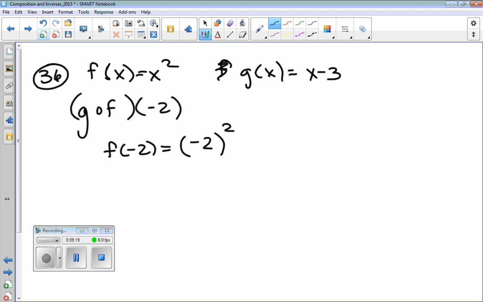And Alexis, when you square a negative, it becomes a positive. So the answer is just 4. Now hang on, I'm not done. Did you forget to square the negative? You forgot to get the positive, right? Now I'm going to plug that 4 into g and find g of 4. And that becomes 4 minus 3, and that's how my answer became 1. So it's that negative issue. Don't forget to square your negatives.